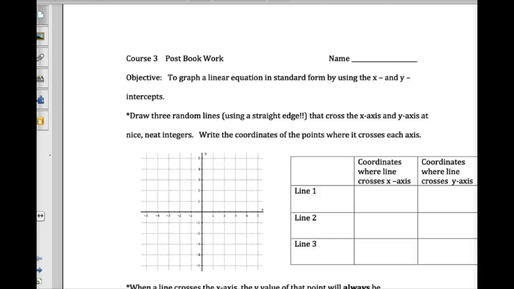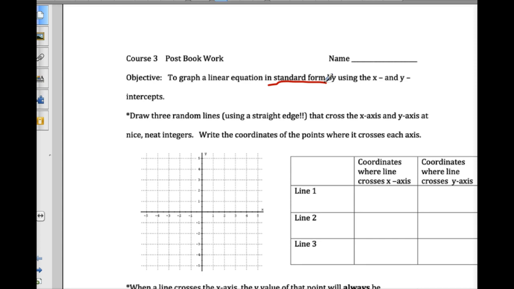Equations that are in standard form, you put them in slope-intercept form, and you're going to find the x and y intercepts. Now, to catch on to that pattern, I need you guys to do something using your straight edge. Draw random lines on that graph right there. Wait, don't do it real quick. You've got to use a straight edge.